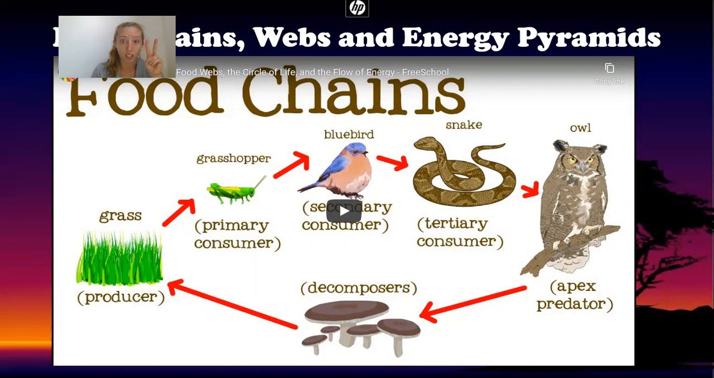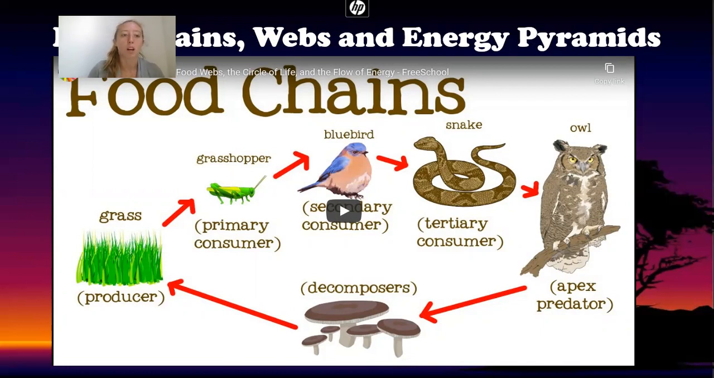If the bluebird gets eaten by a snake, the snake would be the third organism to get to the energy, and so we would call it, not a third-ary consumer, we would call it a tertiary consumer. Sounds a little bit more fancy and more sciencey. Last but not least, the top dog, the one who gets to eat anything pretty much they want, would be considered the apex predator. The word apex means the tippy tip top. So like, for example, if you're walking up Mount Everest and you make it to the apex of Mount Everest, you've reached the top. So whoever's the top dog of this food chain, in this case would be the owl.